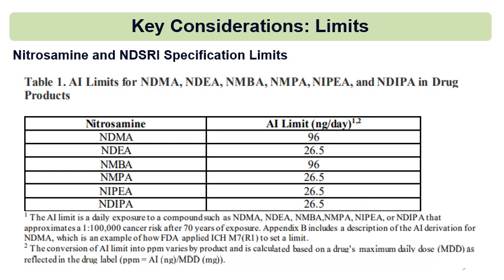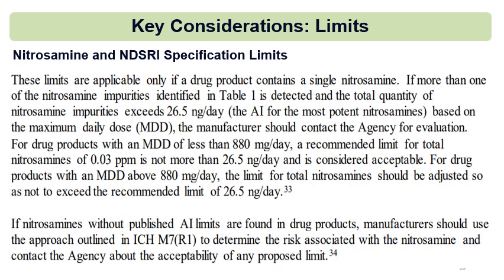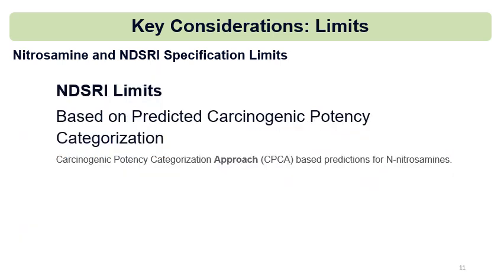So here the AI limit is given in ng per day, that is nanogram per day, and this nanogram per day is derived on the basis of maximum daily dose. So directly you can take these limits. Then coming to the limit derivation, as per the US FDA guideline, the maximum daily dose of 880 mg is considered, and based on that the calculation is done for nitrosamine impurities. Also you should consider the ICH M7 guideline for nitrosamine impurities, and as per the ICH M7, the limit of 1.5 microgram per day is given for the nitrosamine and NDSRI impurities.